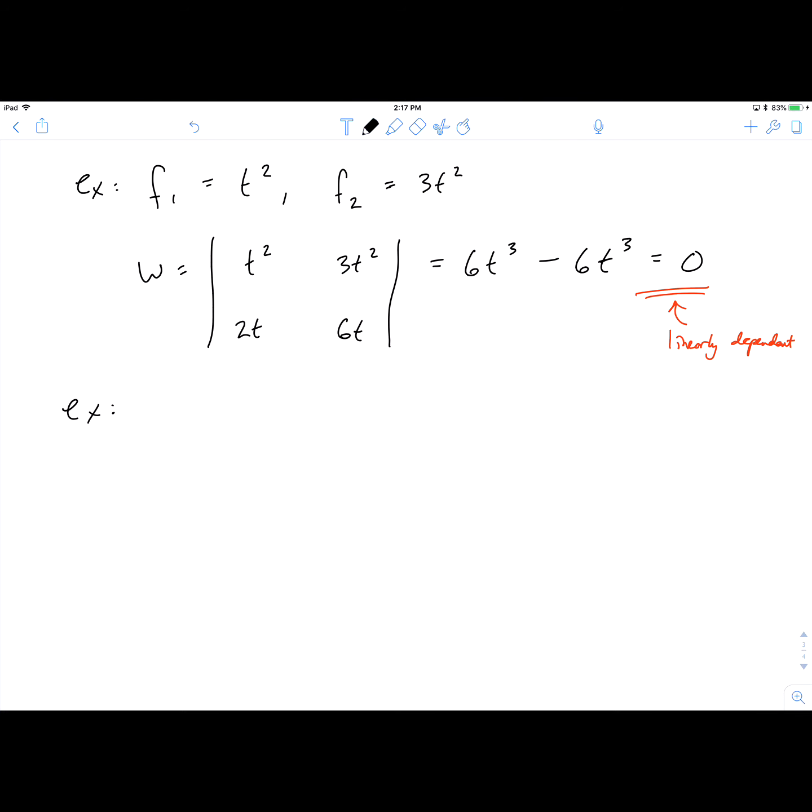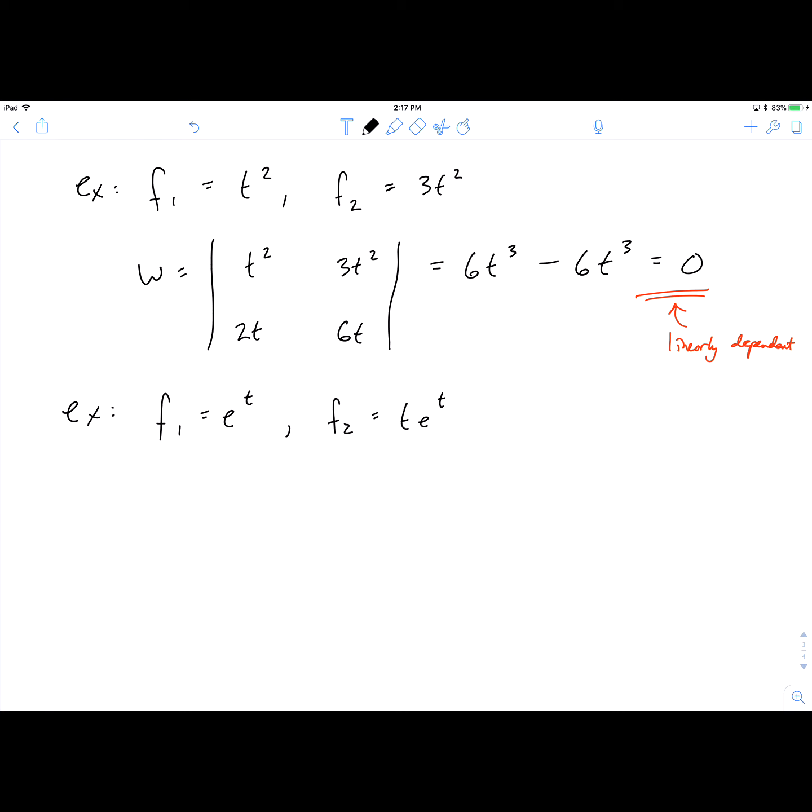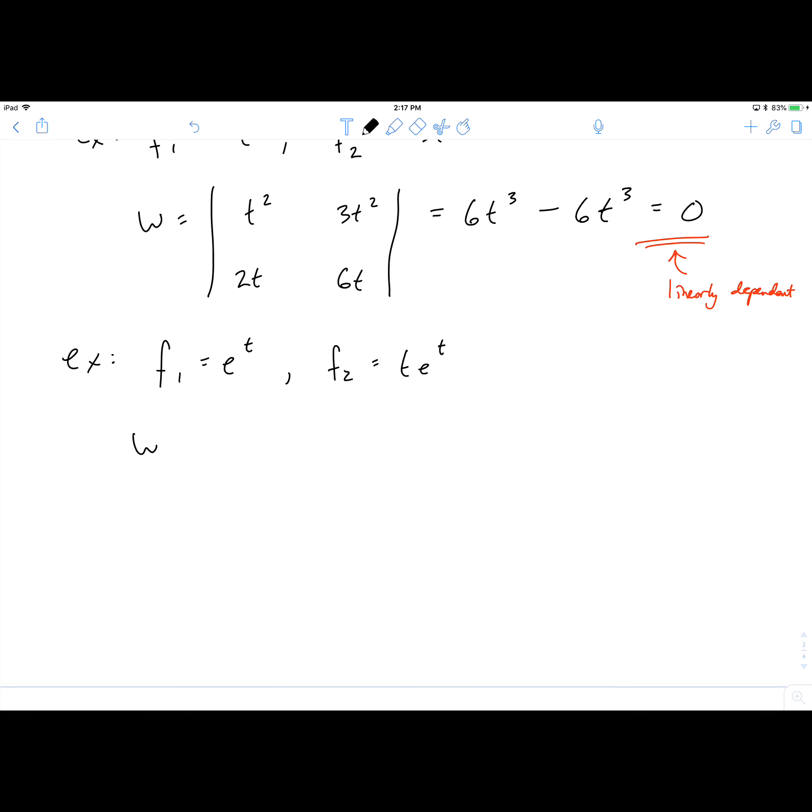So say, for example, we have something like e to the t and t e to the t. So here are two functions. If we set this up again, now these, by the way, you should notice are linearly independent. Those are the example that we've used with the homogeneous case with one root. So here's f1, here's f2, and then f1 prime would also be e to the t.